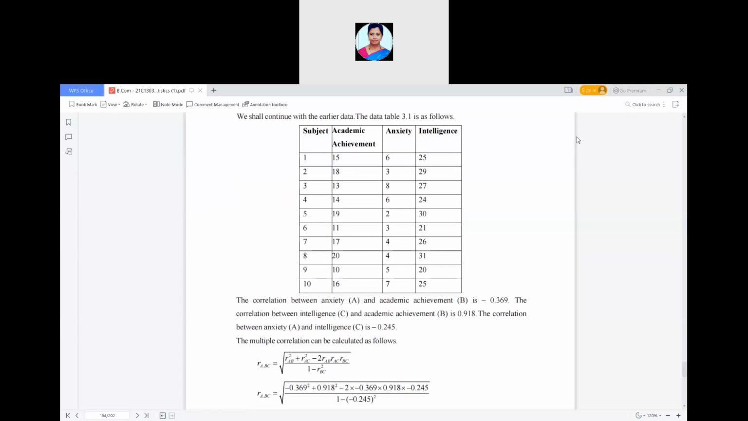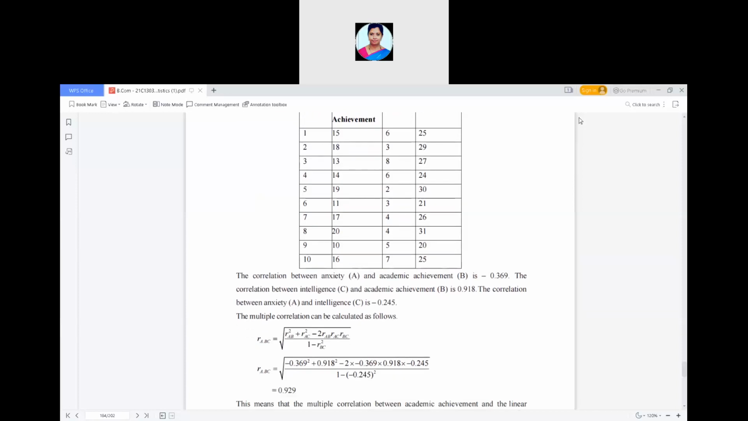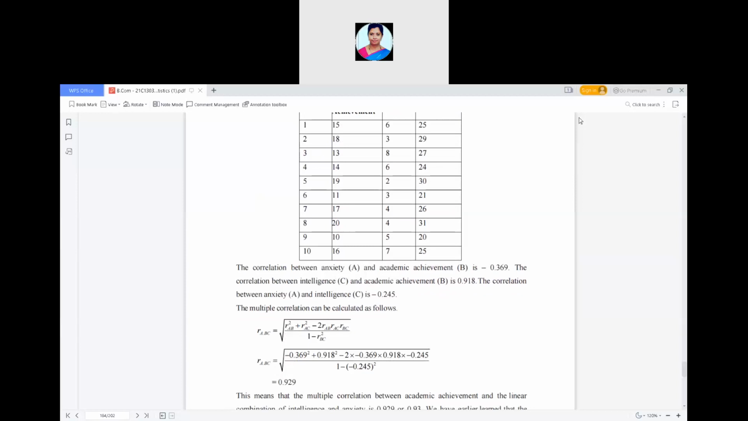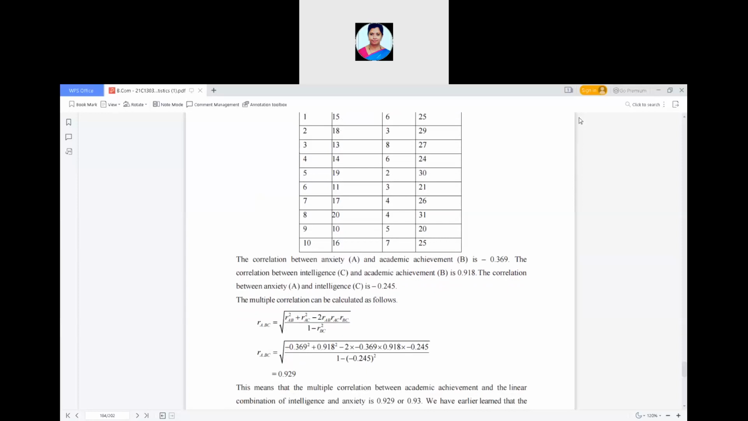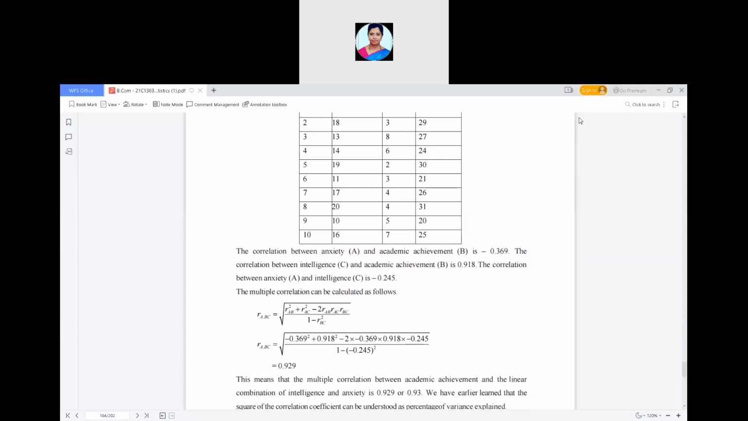So the correlations between C and B, A and B, and A and C we have calculated. When there is more than one variable, we have R A over BC. We just apply the formula, and therefore we get the value 0.929. This means the multiple correlation between academic achievement and the linear combination of intelligence and anxiety is 0.929, or 0.93 by approximation.